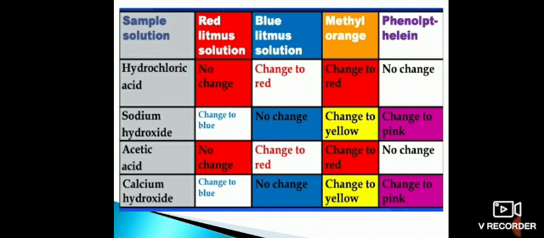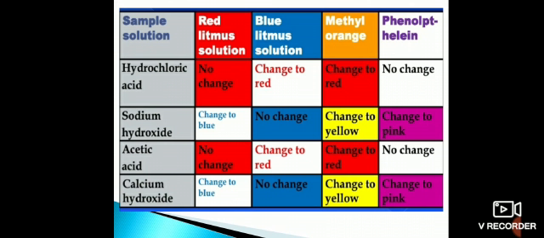Red litmus solution in acetic acid, there is no change in color. Blue litmus solution in acetic acid, there is a change in color, blue to red. Methyl orange in acetic acid, there is a change in color, that is, it changes to red. Phenolphthalein in acetic acid, no change in color.